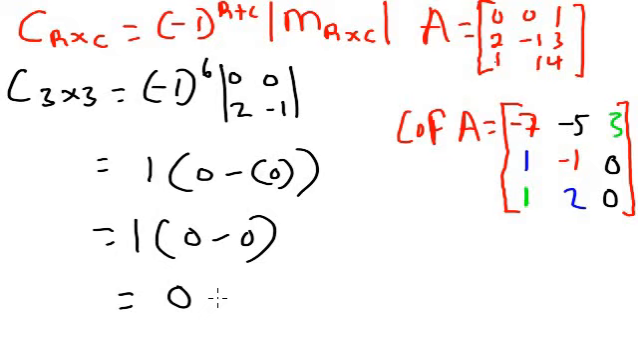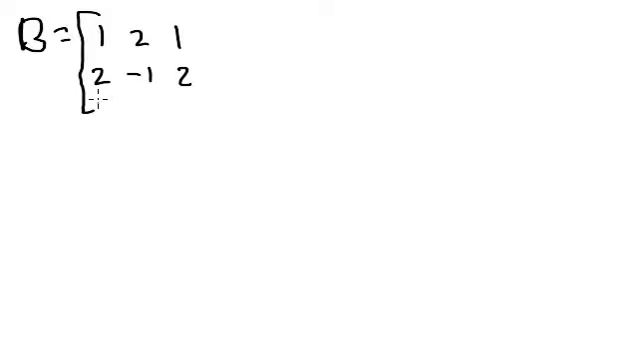However, I have an exercise for you. Find the cofactor matrix of the given matrix B, which is equals to 1, 2, 1, 2, minus 1, 2, 1, 1, minus 2. I'm not asking you to find the cofactor of a particular element in matrix B. I want the cofactor of the whole element. That's the cofactor matrix of matrix B. That is cof B.